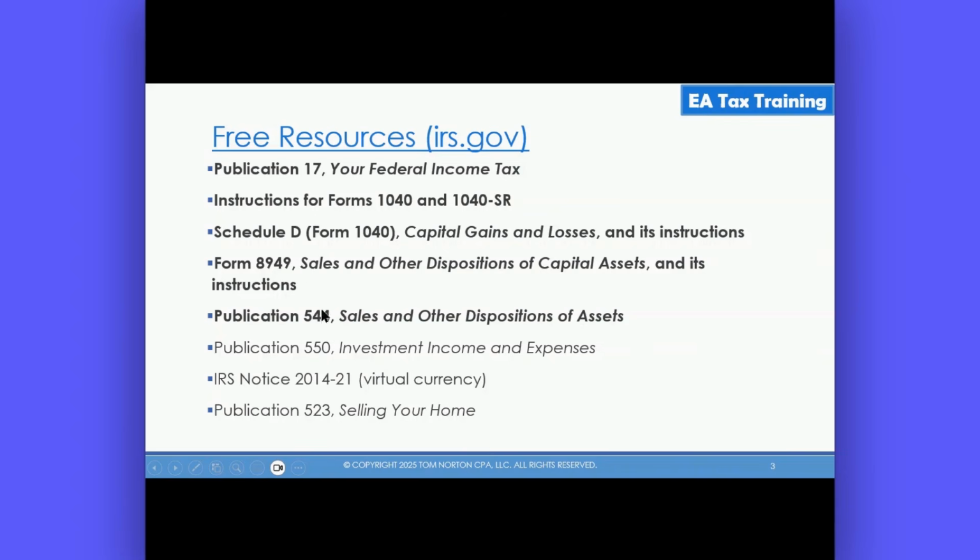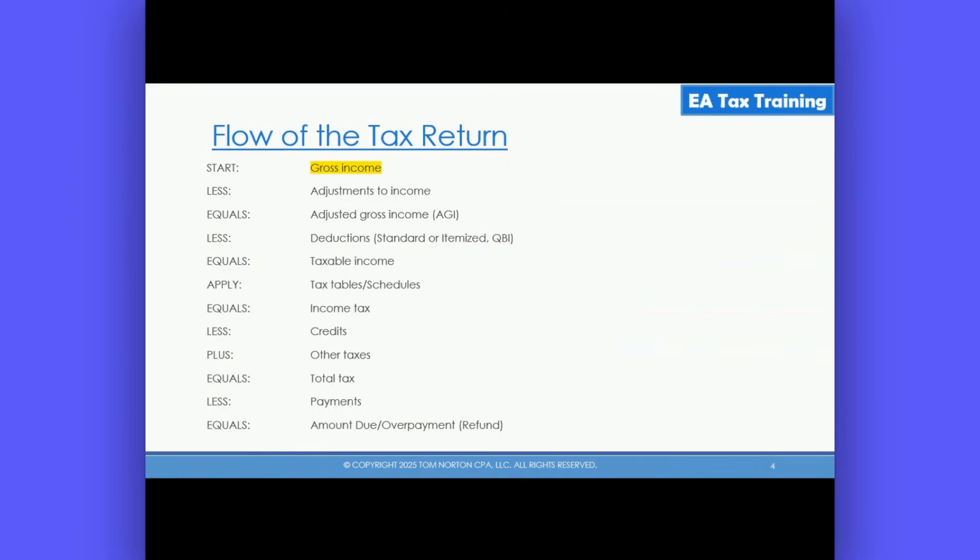And then also Publication 544, Sales and Other Dispositions of Assets. I'd recommend you get that one as well. And then these other items you can get if you are interested in those particular topics. Our flow of the tax return, we are still up here at the very top. Gross income, capital gains are another type of income that is included in gross income.